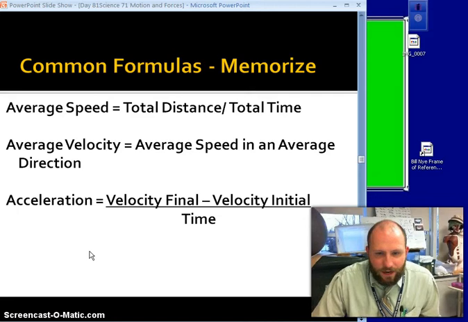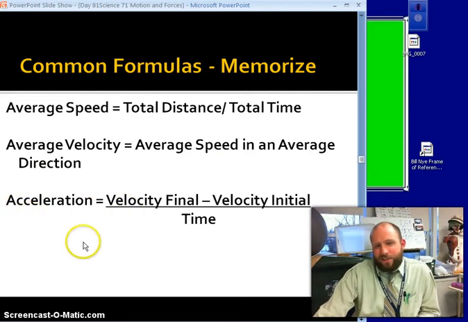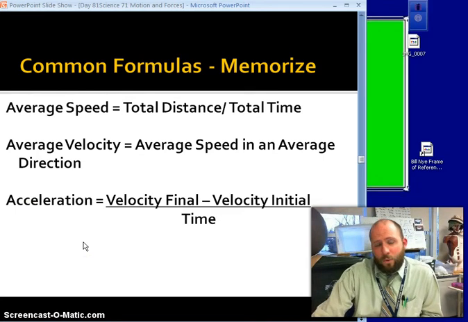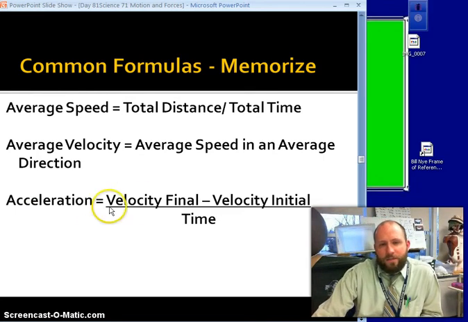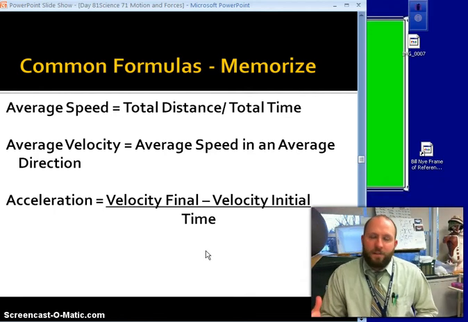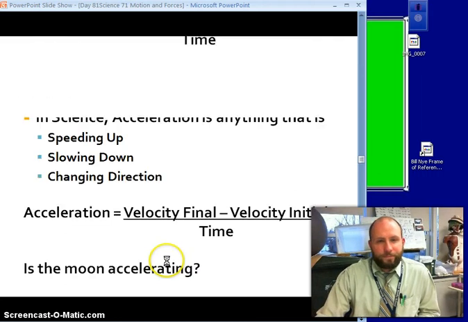Common formulas I'd like you to start memorizing. You'll notice here, ladies and gentlemen, that I've listed average speed, average velocity, and now I'm going to start heading into acceleration. So acceleration is a little bit different. This kind of relates back to what you did for homework last night in chapter 1-3. But acceleration is a velocity final minus a velocity initial divided by time. And I'd like to help people understand that the term initial means beginning and final means end. Keep that in mind when you're working on the next problem.